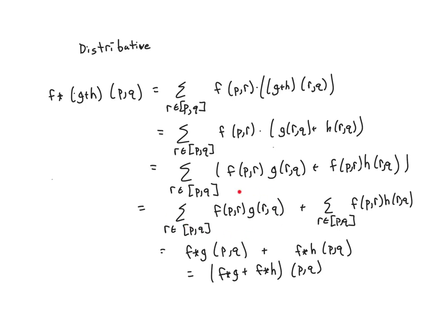But this is just the definition of f convolved with g applied to pq, and this is just the definition of f convolved with h applied to pq. Since addition is pointwise, this summation is equal to this one. And so there's one distributive property. The other distributive property follows similarly.